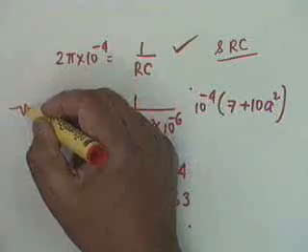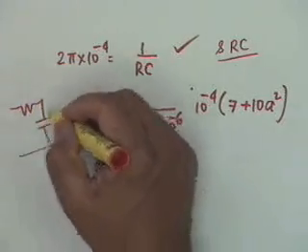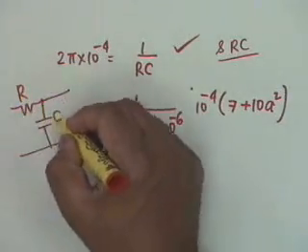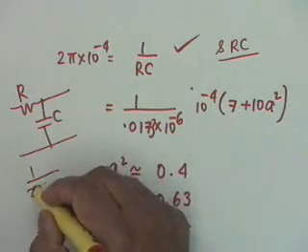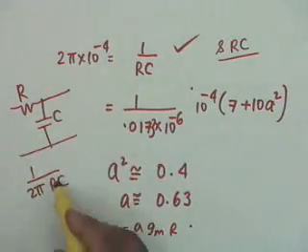You see, if I have a simple low pass filter, where is the cutoff frequency? 1 by 2 pi RC. This is in radians per second.